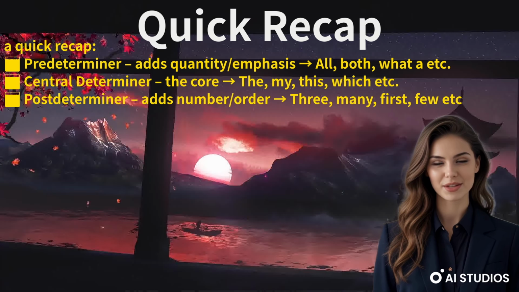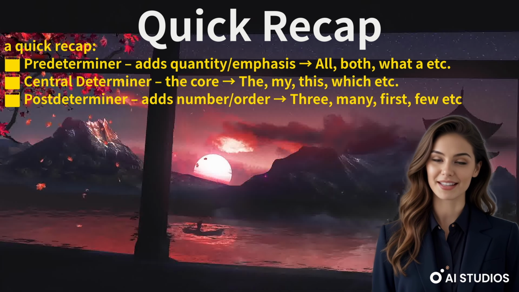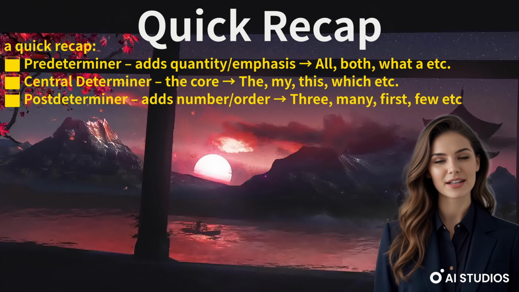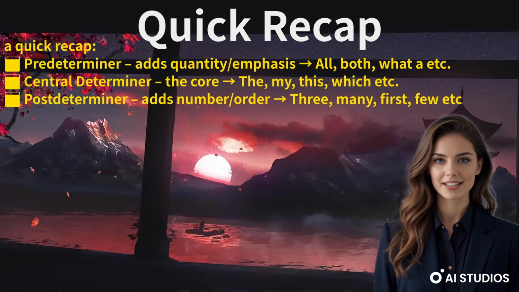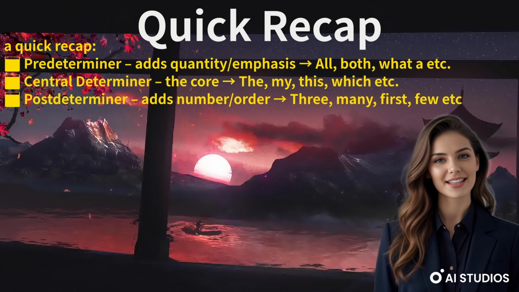Let's wrap it up with a quick recap. Predeterminer adds quantity, emphasis. All, both, what, a, etc. Central determiner, the core: the, my, this, which, etc. Postdeterminer adds number, order: 3, many, first, few, etc. When used in order, they make your English sound natural, rich, and grammatically accurate.